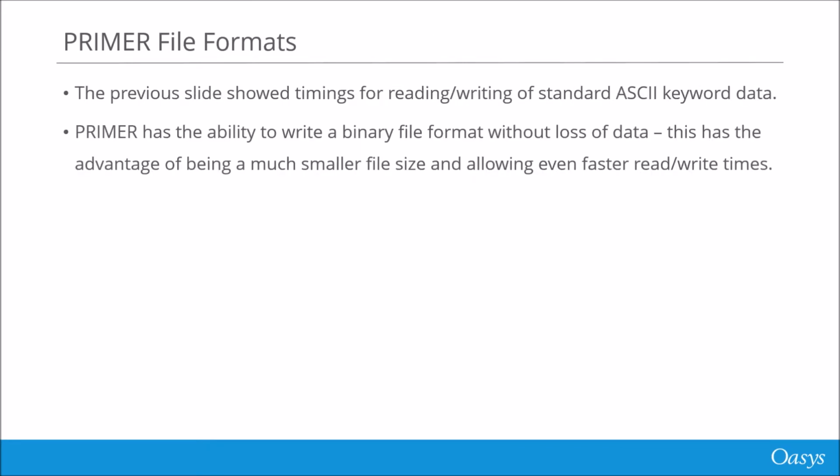So the previous slide showed timings for reading and writing of standard ASCII keyword data. But Primer also has the ability to write a binary file format without loss of data. And this has the advantage of being a much smaller file size and allowing even faster read and write times.